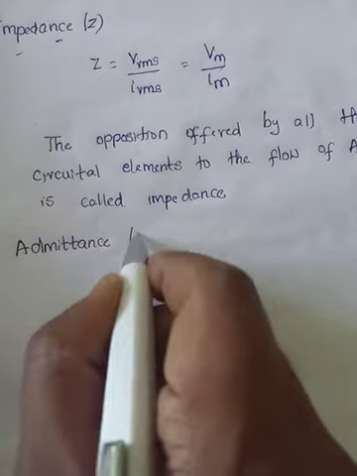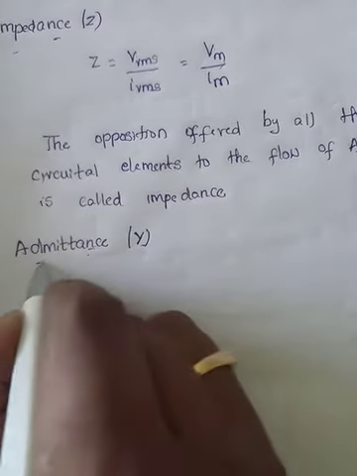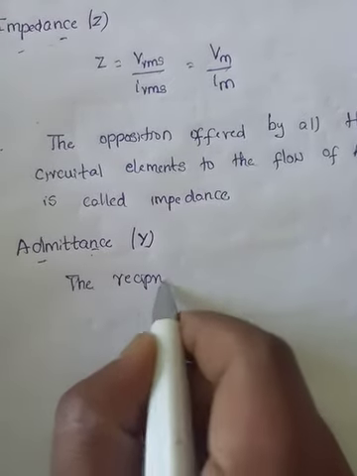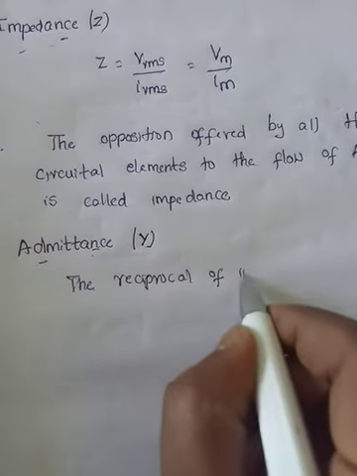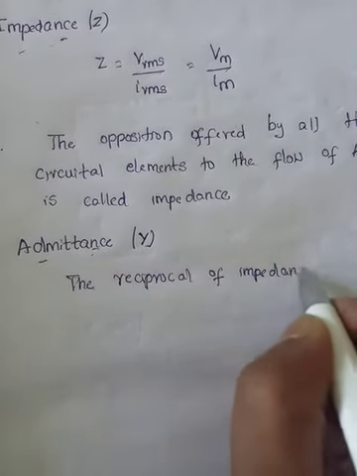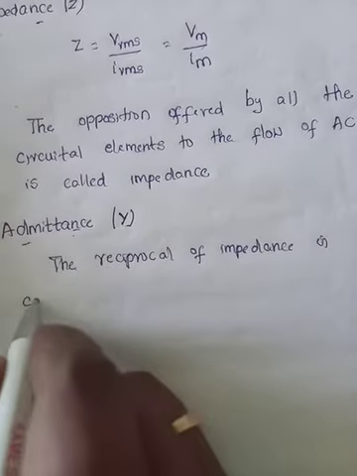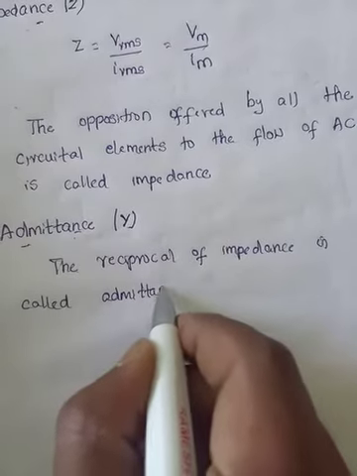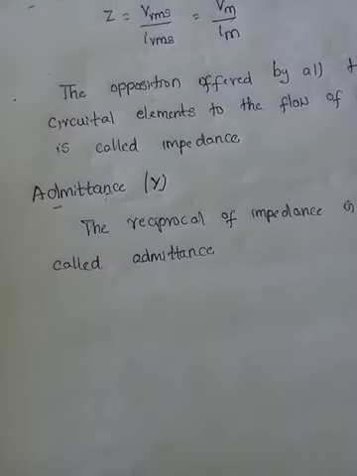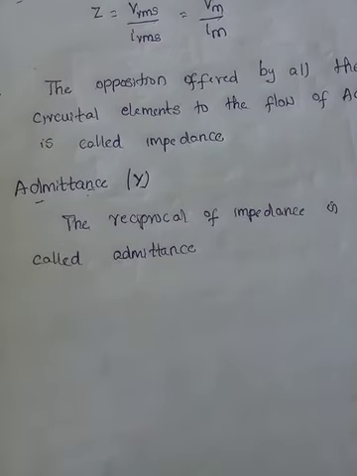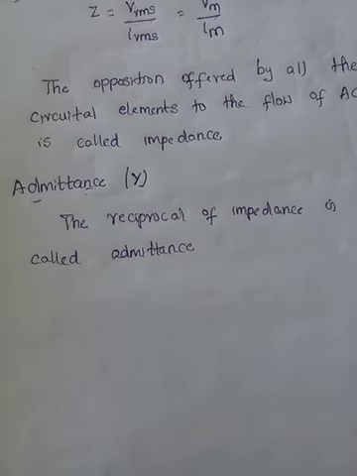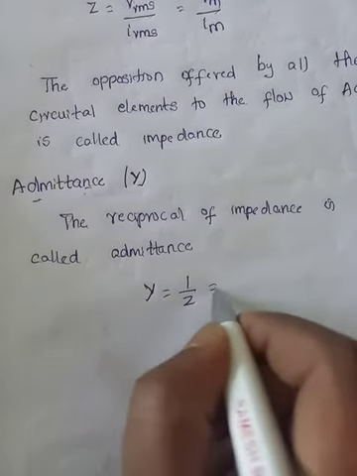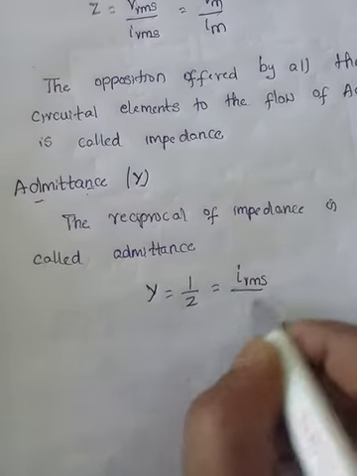If it opposes, it is impedance. If it allows, it is admittance. So we can simply say that the reciprocal of impedance is called admittance. Clear? Right. Now Y is equal to 1 by Z, which equals IRMS by VRMS.